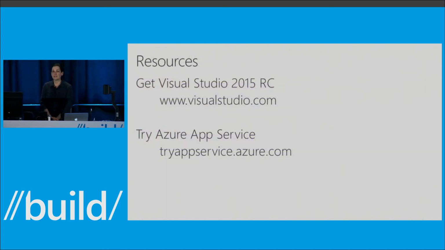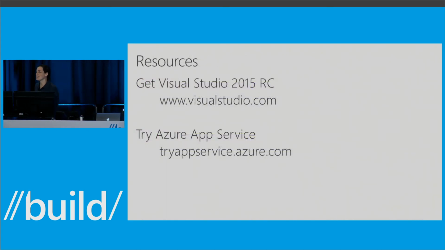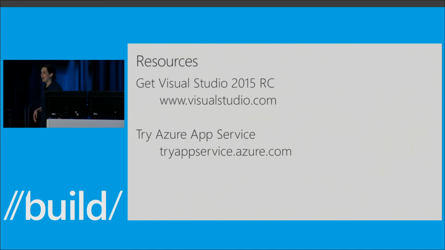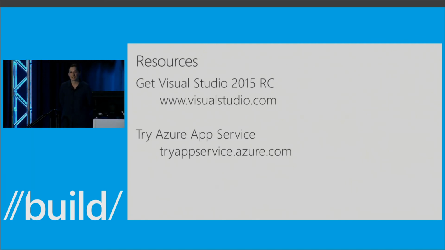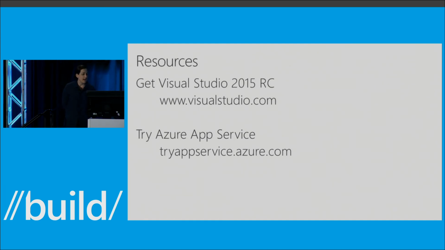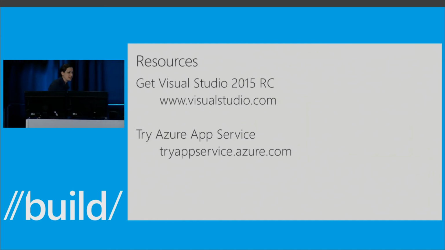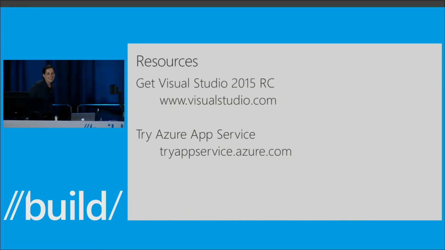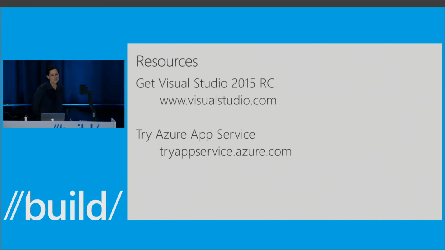And in terms of resources, you guys can go get these bits today. Go try it now. So go get Visual Studio 2015 RC. Go try the app service on the website that I showed you guys. And definitely try the Application Insights beta. That wasn't quite public yet, so there was no link to send them to, but definitely go check that out as well.